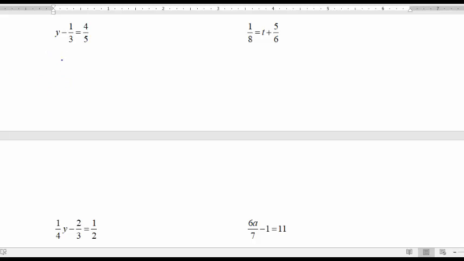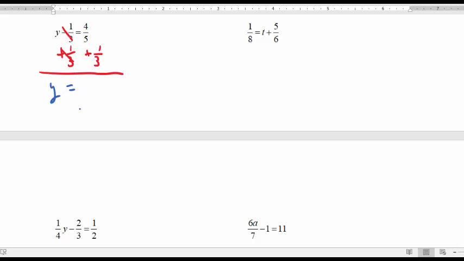Remember, again, the goal is to isolate the variable. So what's being done to the y? You're subtracting 1/3 from it. So to undo that, you would just want to add 1/3 on both sides, right? So you're adding 1/3 on both sides. And again, the idea is to get the cancellation on the left. And now you're just left with y, so it's isolated. And then on the right now, you do 4/5 plus 1/3.